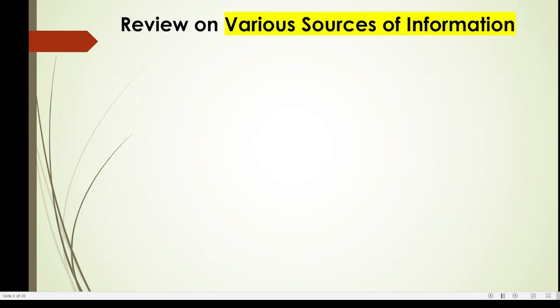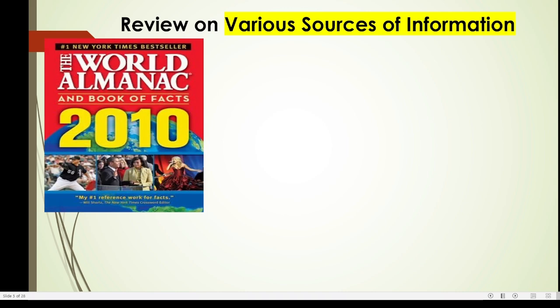Now, before we proceed in our lesson proper, let's have a short recap of last week's topic about the various sources of information. I am going to show you a few pictures and I want you to determine what type of source is given. Ready? Okay, let's take a look at the first picture. This is the World Almanac and Book of Facts that was published in year 2010. What kind of info source is this? You are correct. This is a tertiary source.